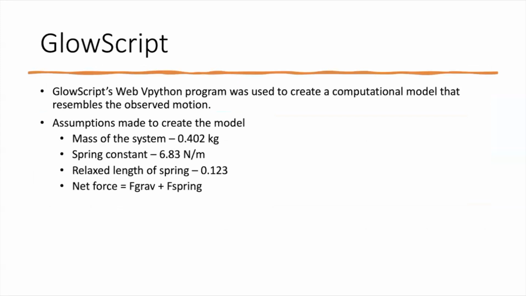Now to the code. GlowScript's Web VPython program was used to create a computational model that resembles the observed motion. The assumptions made to create the model were mass of the system 0.42 kilograms, spring constant 6.83 Newtons per meter, relaxed length of the spring 0.123 meters, net force equals gravitational force plus spring force.